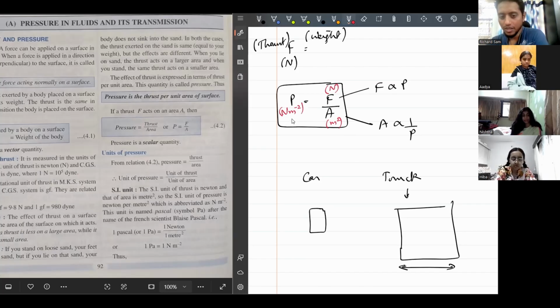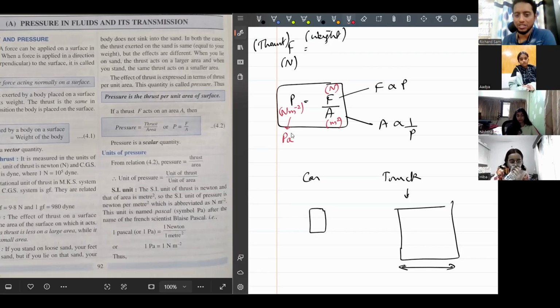So this same unit can also be written as Pascal. The unit Newton per meter square can be replaced by the unit Pascal, which is the standard unit. It has been named after a scientist named Pascal. So Pascal is the standard unit for pressure, which is same as Newton per meter square. Write down this formula for pressure with the units. It's named after the French scientist Blaise Pascal.